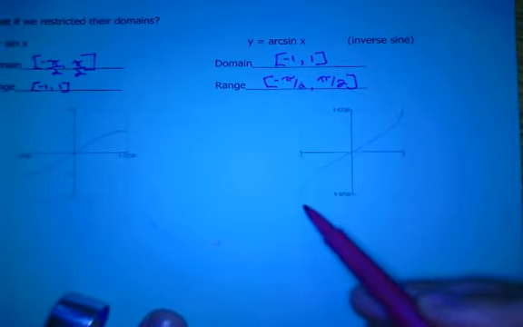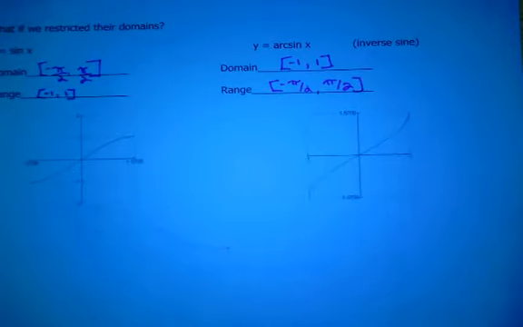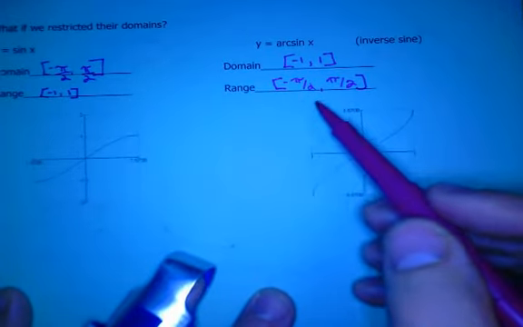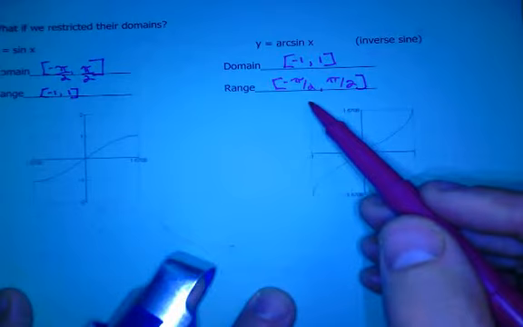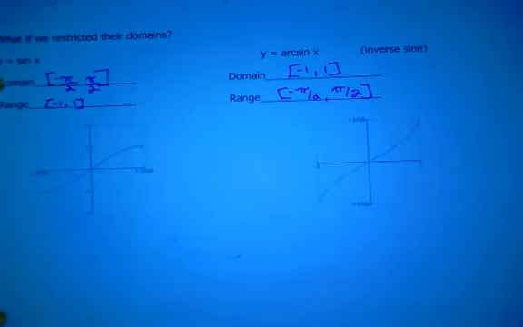Okay, so again, at -1 of arcsine, we're at -π/2. Because remember, this is our range. 3π/2 is not in our range. So it has to be -π/2. There. Good. Now we're good.